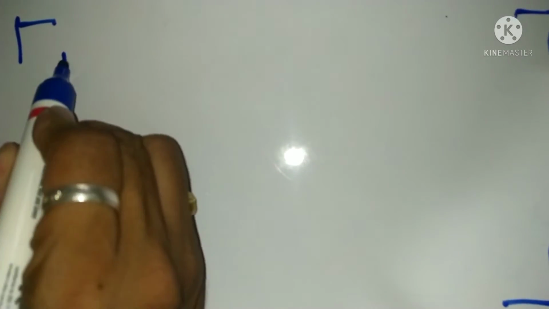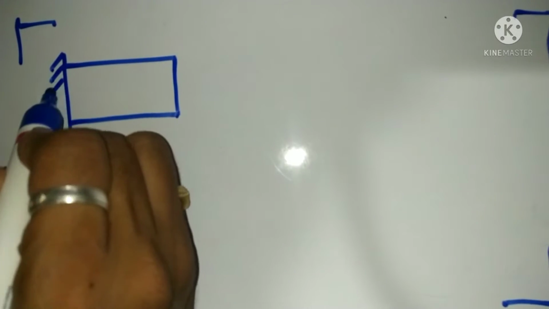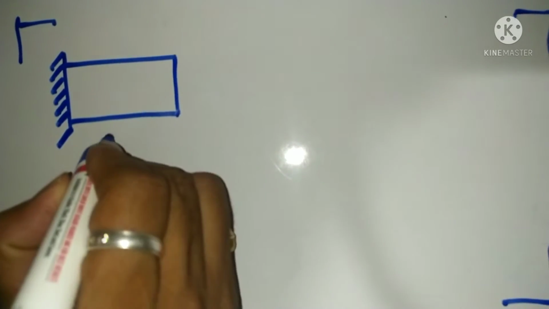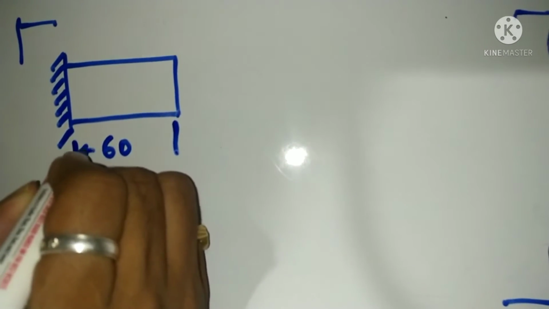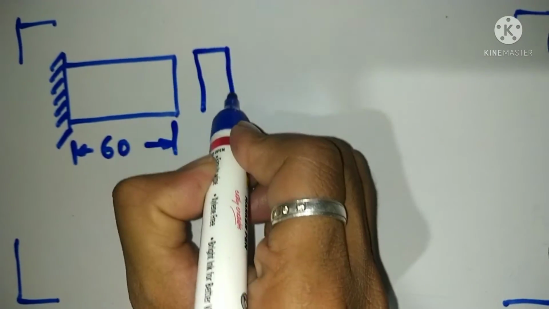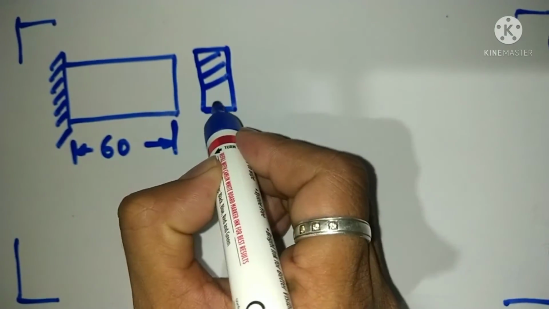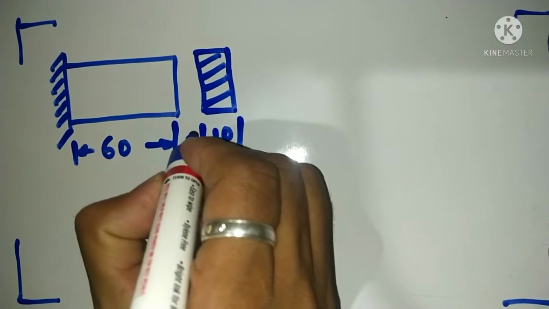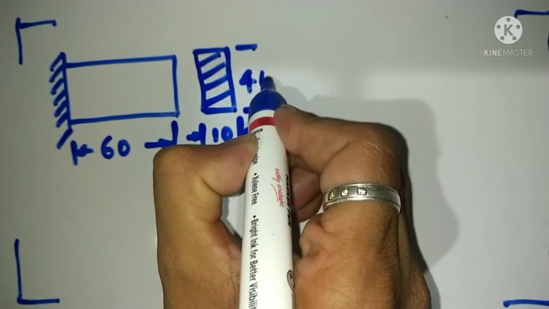We will solve a manual problem on ANSYS. There is a square bar. One side is fixed and the length of the bar is 60 mm. And the cross section is shown in the side view, which has breadth as 10 mm and height as 40 mm.